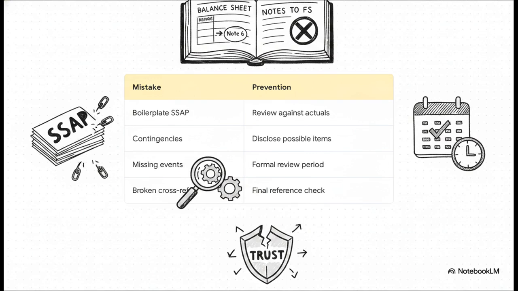If the note numbers in your actual disclosures do not match the cross-references listed on the face of your primary financial statements, for example, let's say your balance sheet says see Note 6, but the information is actually buried in Note 7, it immediately shows the auditor that your notes were updated independently and carelessly. It completely destroys trust in your entire disclosure package. Always, always do a final cross-reference check.